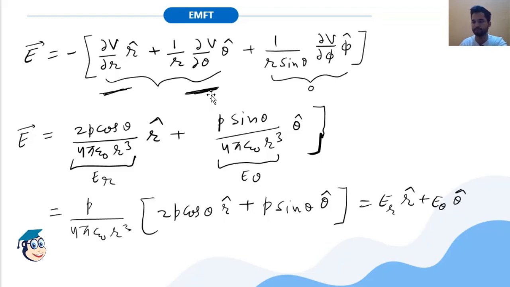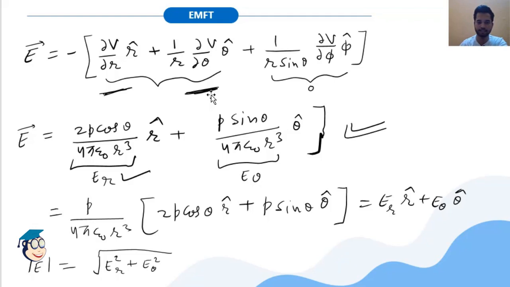Now, what is the magnitude of the electric field? The magnitude of the electric field is given by the square root of E_r squared plus E_theta squared. So you can easily calculate the magnitude of E from this. Here you have E_r and E_theta, and now you can square both the terms, add them and take the square root, and you will get the magnitude of the electric field.